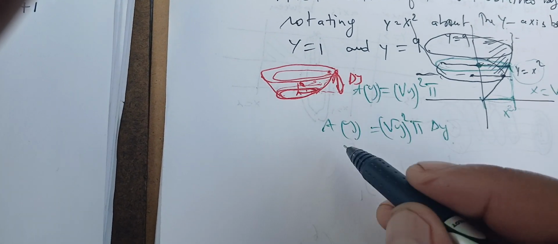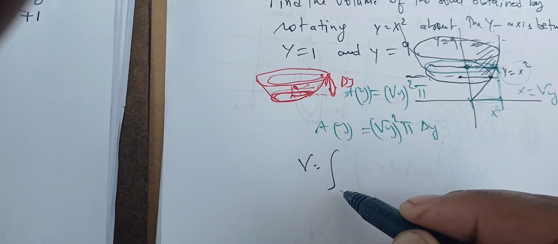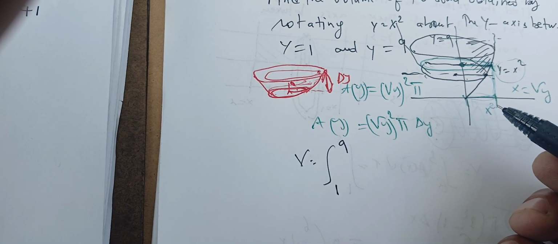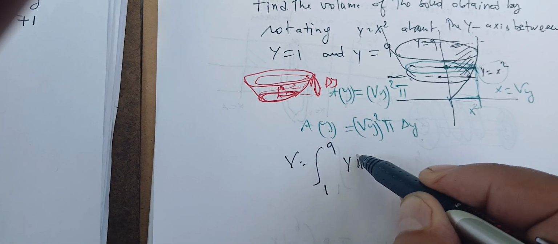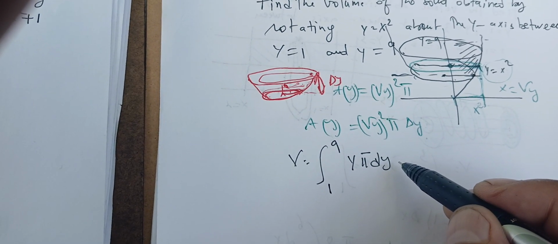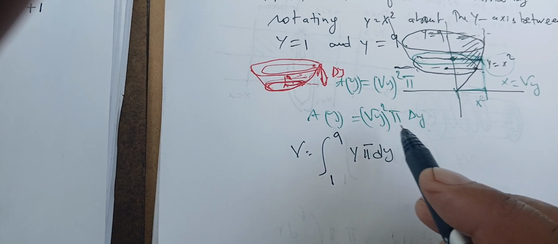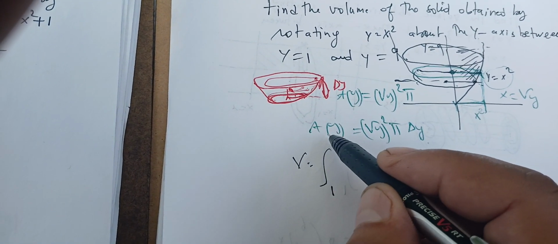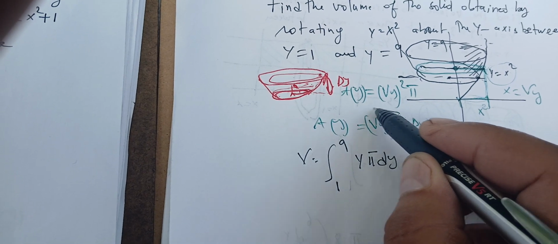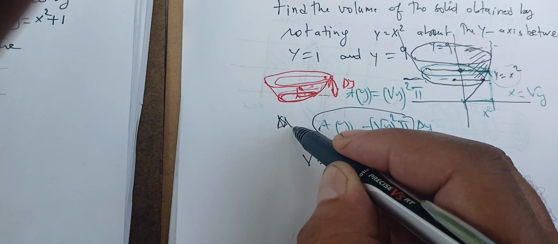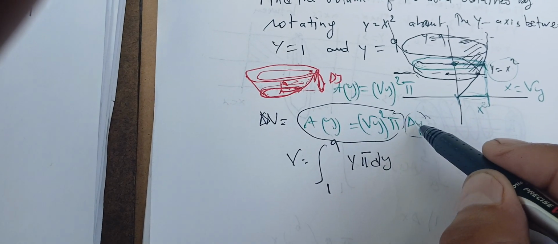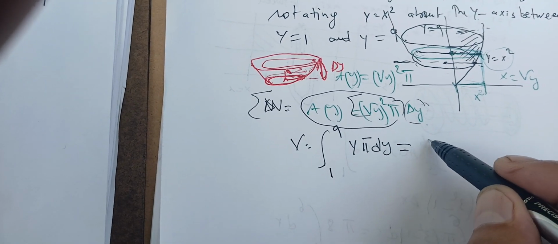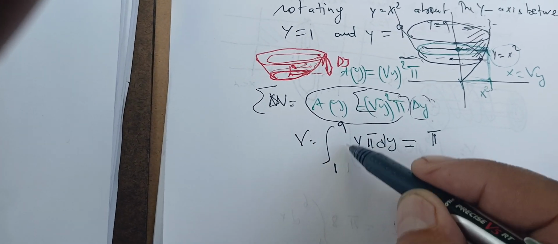In this case, the volume is gonna be, I'm gonna integrate between 1 and 9. The square root of y squared is just y, times pi, dy. This is my cross-sectional area. This is a small volume, delta V, when I multiply by delta y, and if I sum up, I obtain the whole volume. This is why I integrate between 1 and 9.